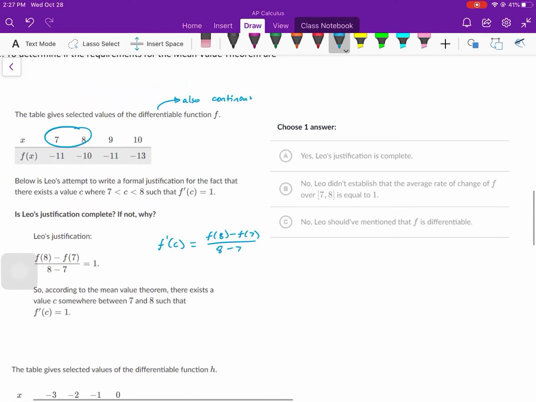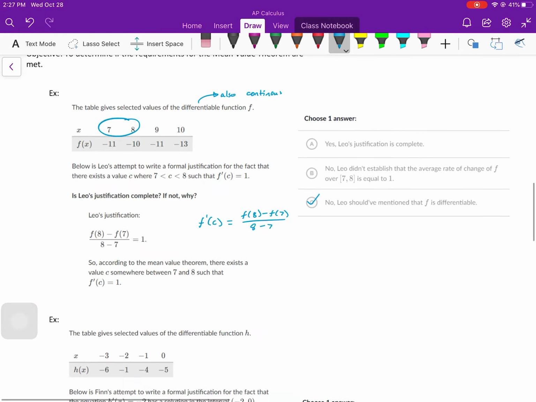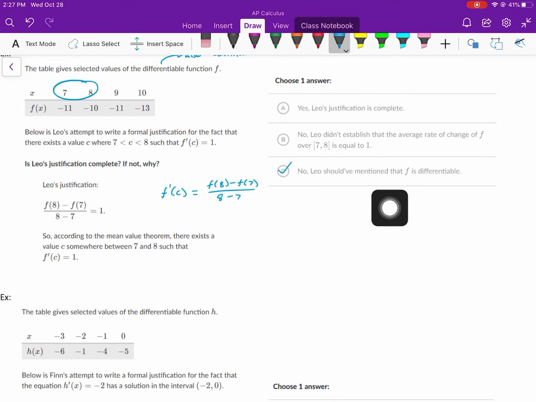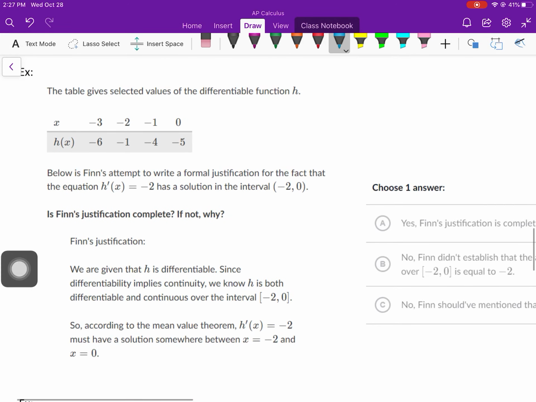No, he doesn't. So look at this answer, B. No, Leo did not establish the average rate of change of f is equal to 1. No, that's not exactly what he did wrong. No, Leo should have mentioned that f is differentiable, which would then cover the continuity, but he didn't do that. It would be nice if you were to do the proof, you would say it's differentiable, but also because of that, you would mention it's also continuous. So look at this one.